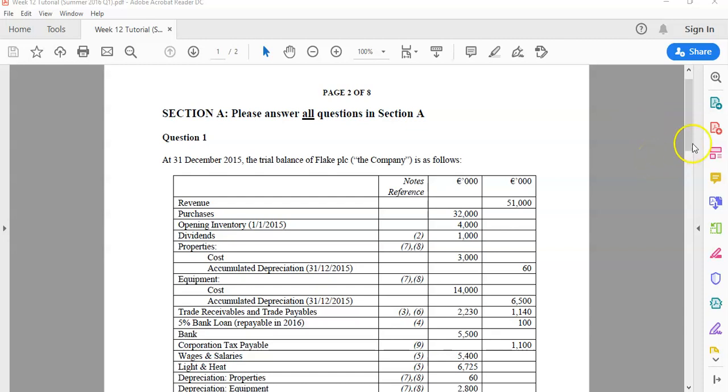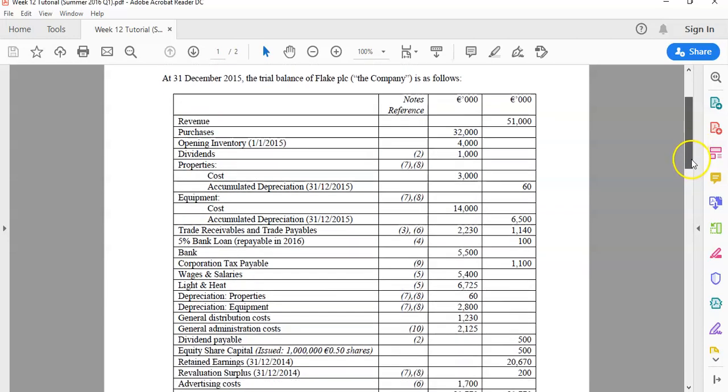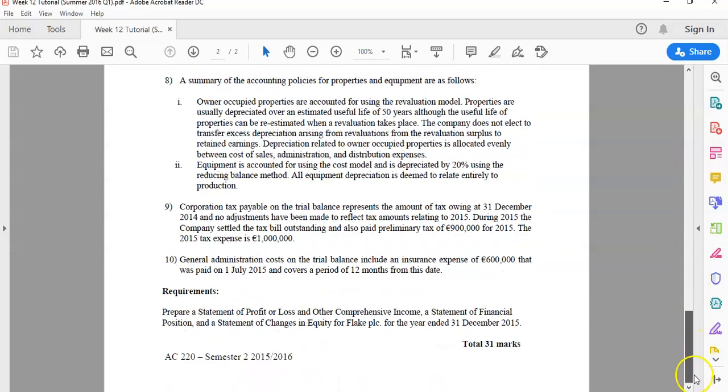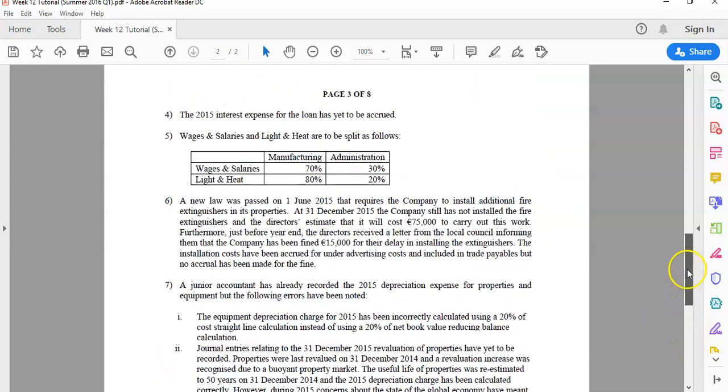I'll just briefly go through how you've set up the question, because we've gone through this in previous examples as well. First thing is you look at the requirements. We now know we've 3 statements to do. Usually it's a minimum of 2, statement of profit and loss and statement of financial position. And a lot of the time statement of change in equity can be thrown in as well. So you have that in the back of your mind when you're going through it.